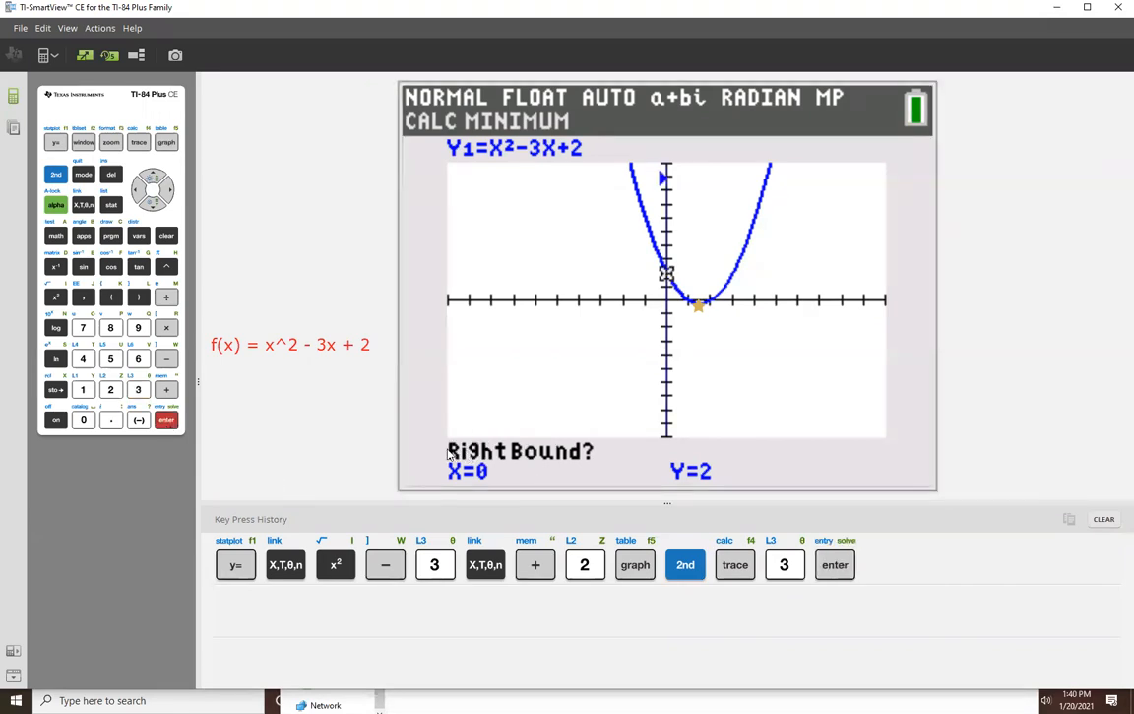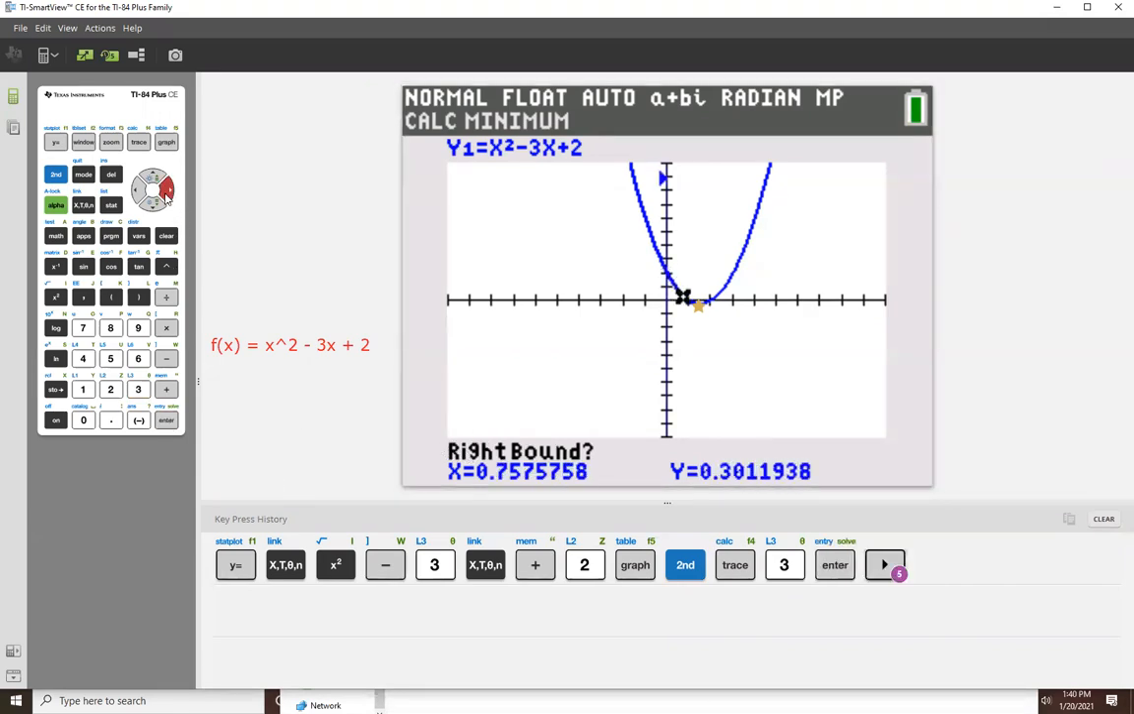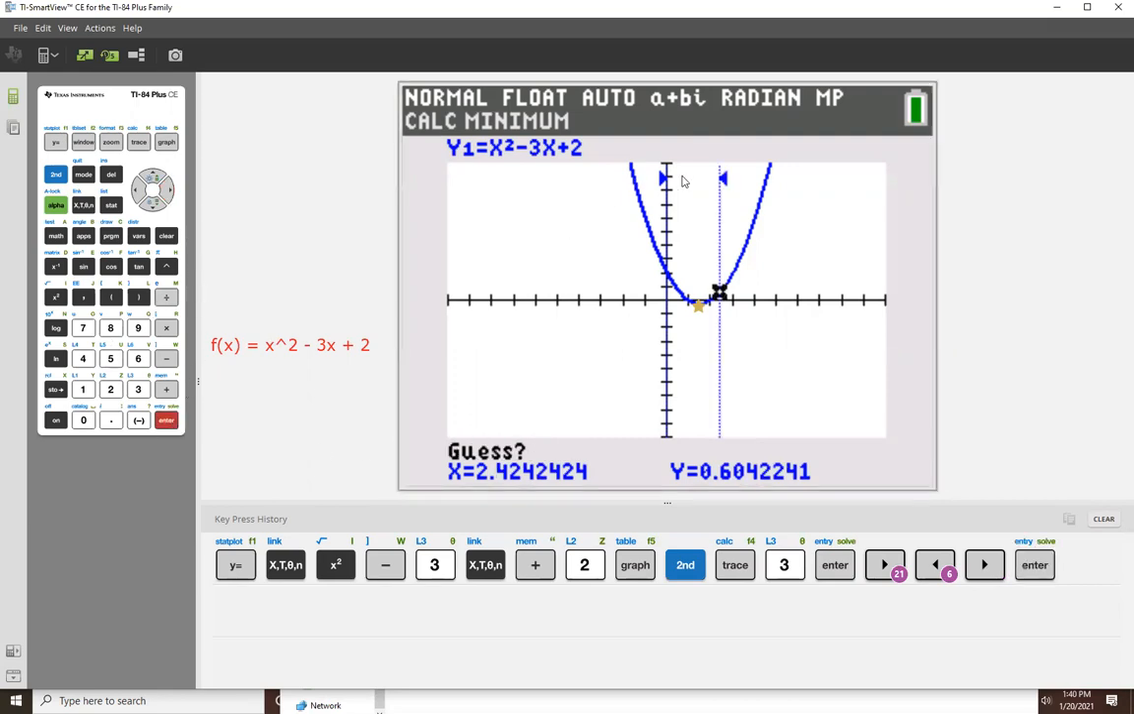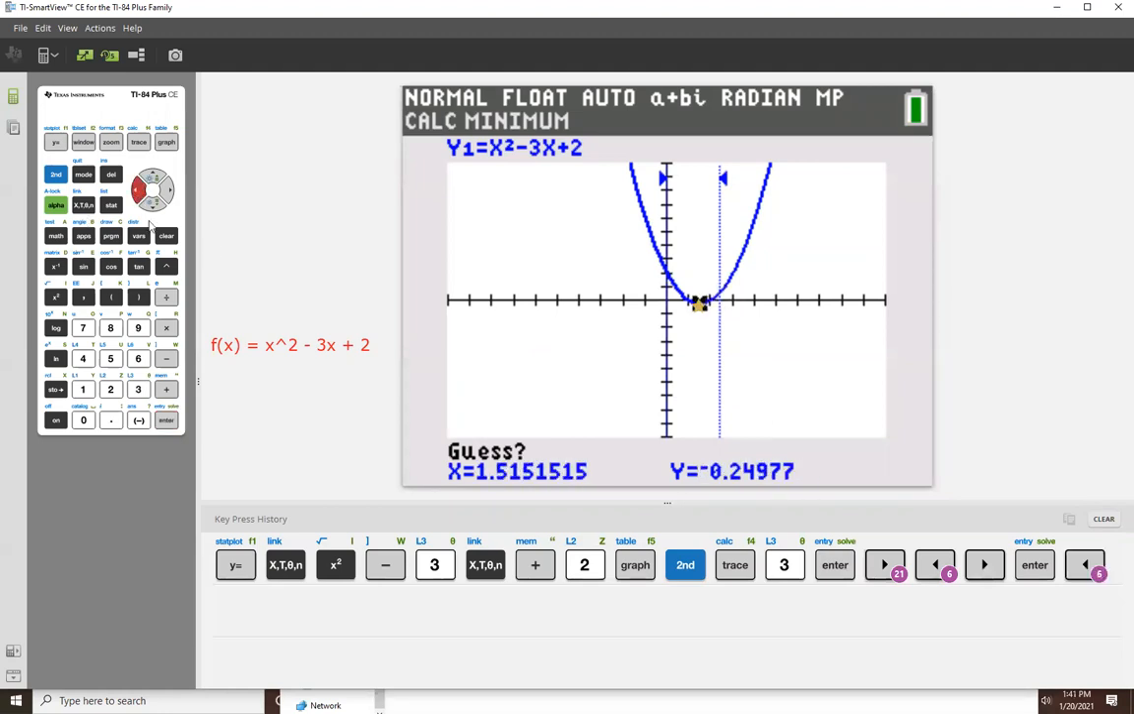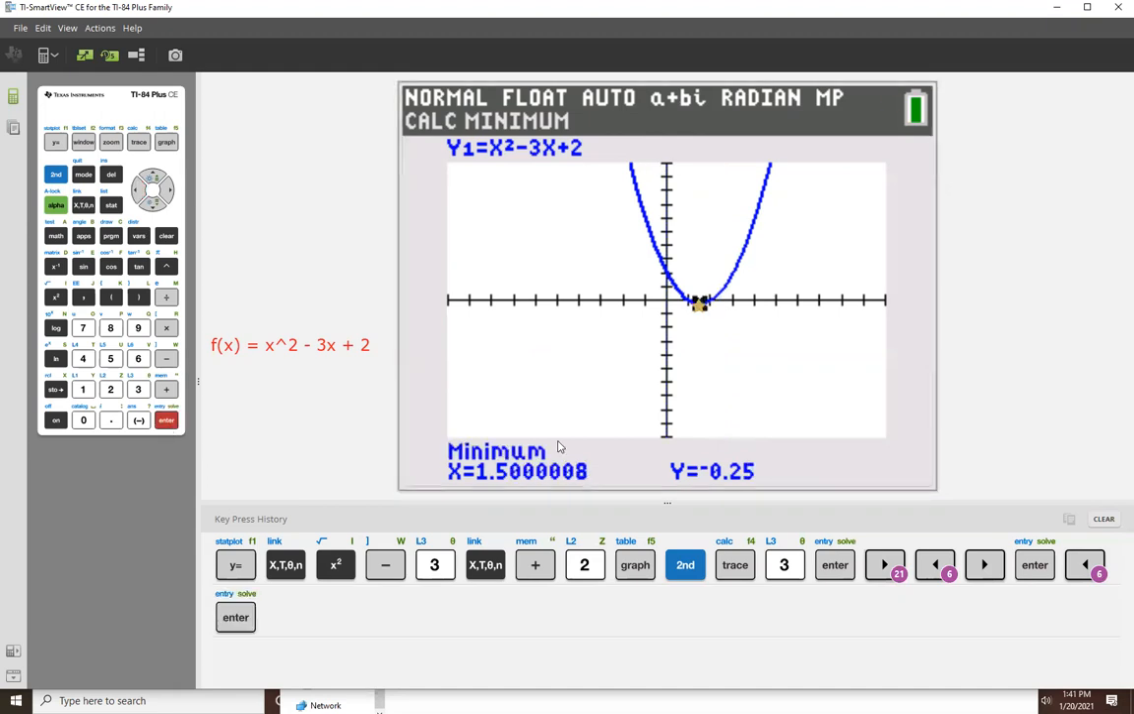And when I do, it automatically says, all right, what's your right bound? So I'll use my arrows to get to the side. I can be there, I can be further away, I can be closer, just so long as I'm to the right of it, doesn't matter. What that does is between the left bound and the right bound, that's the only place the calculator is going to look for the minimum value. It will not look outside of that range. And if you want, although it's optional, you can say, all right, here's my best guess, and put your cursor on it.